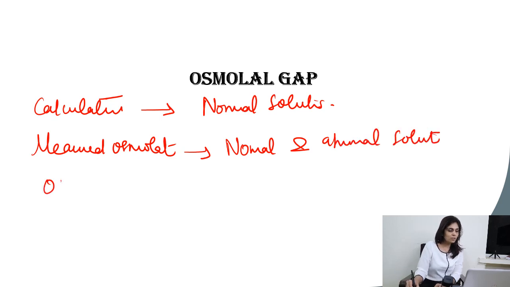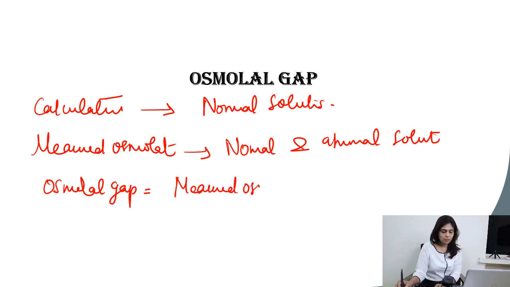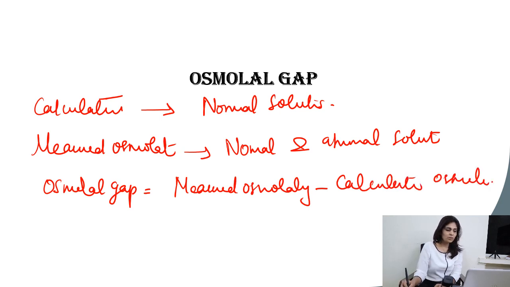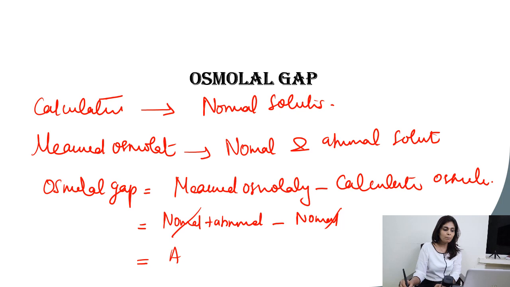Now, what is osmolar gap? Osmolar gap is the difference between measured osmolality and calculated osmolality. What does this number depict? As I told you, measured is the sum of normal and abnormal, calculated is just normal. So if you take the difference, osmolar gap is a measure of abnormal solutes. Do you understand this? Osmolar gap is a measure of abnormal solutes.